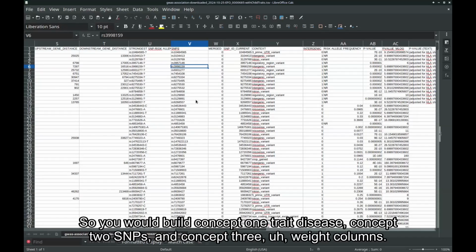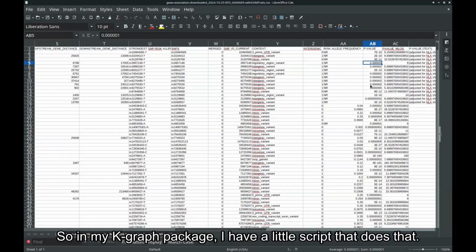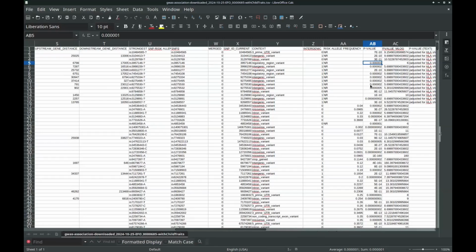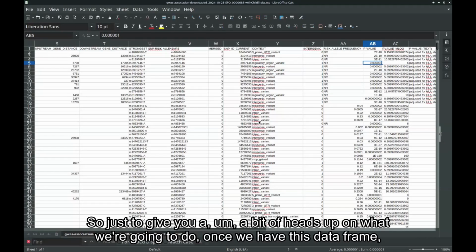So you would build concept 1, trait disease, concept 2, SNPs, and concept 3, the weight column, sorry, p-value, and you would then transform it beforehand to minus log 10. So in my kgraph package, I have a little script that does that, but in the vignette, I just load directly the pre-processed RDS file.